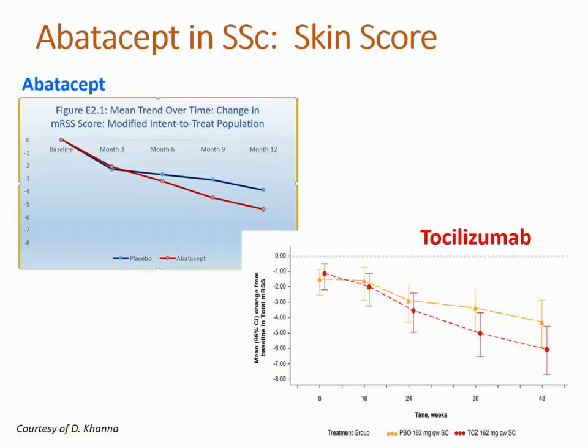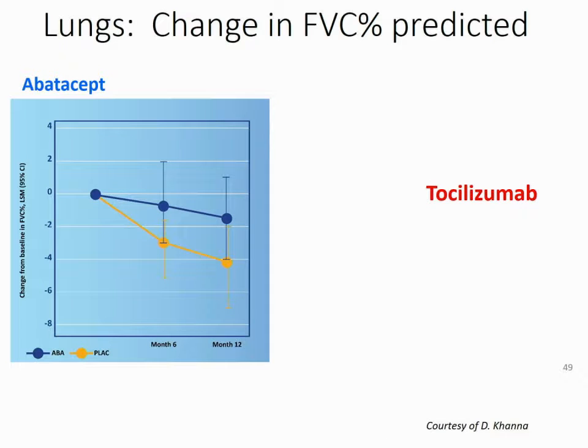The patients on placebo had more change in the skin score, whereas with the tocilizumab, the skin score decreased, because you don't want a high skin score. You want it to decrease over time.